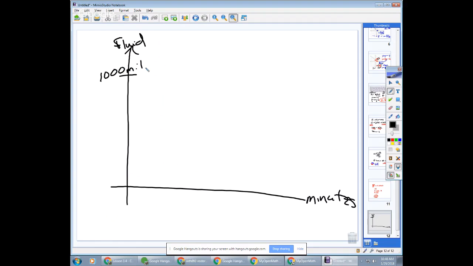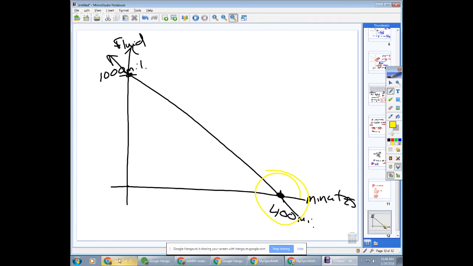And then what did we just figure out? It took 6 hours to get zero fluid. So zero is here. So the 6 hours is somewhere over here. That's our 400 minutes. So there's one point. Here's the other point. So we just found 2 points on this line. So now the question they're asking in that last one: what does that point right there represent? Is it the slope? Is it the vertical intercept? Is it the horizontal intercept?